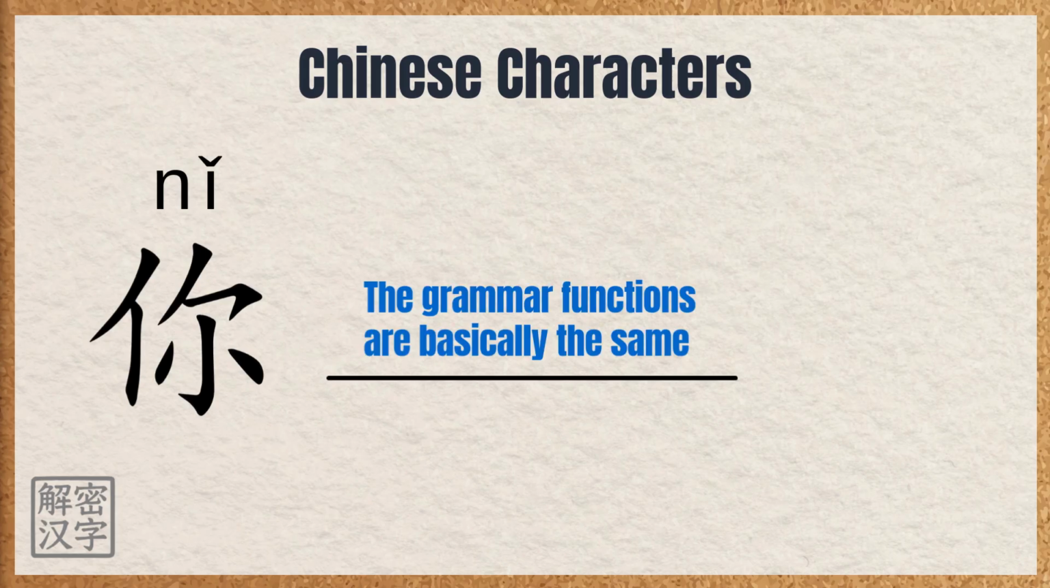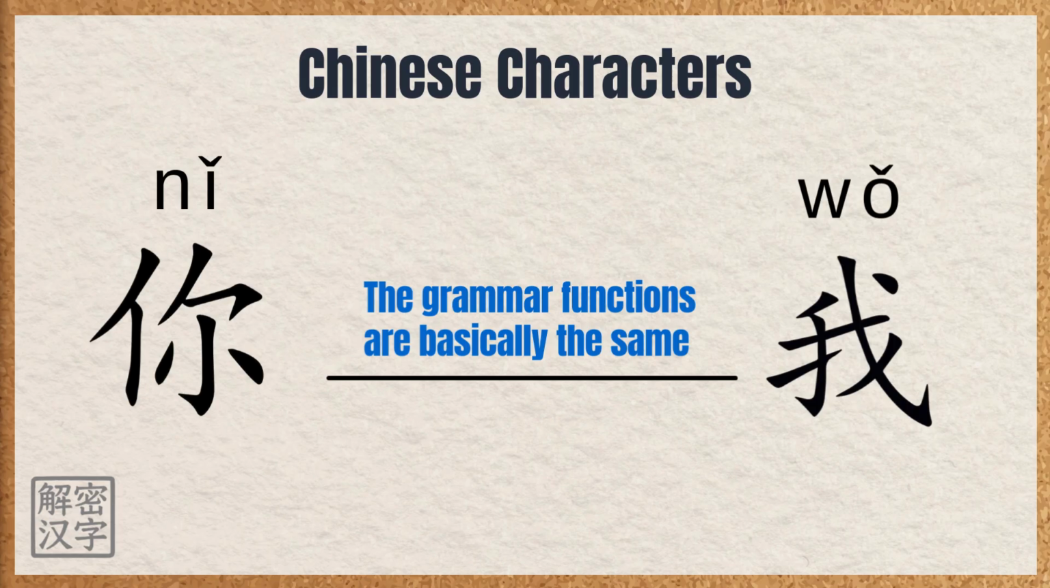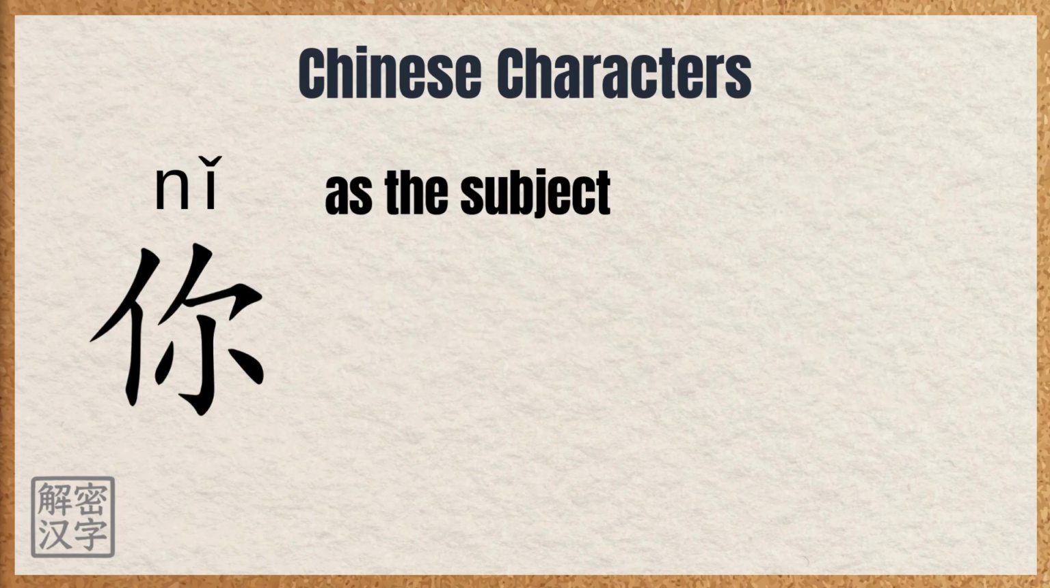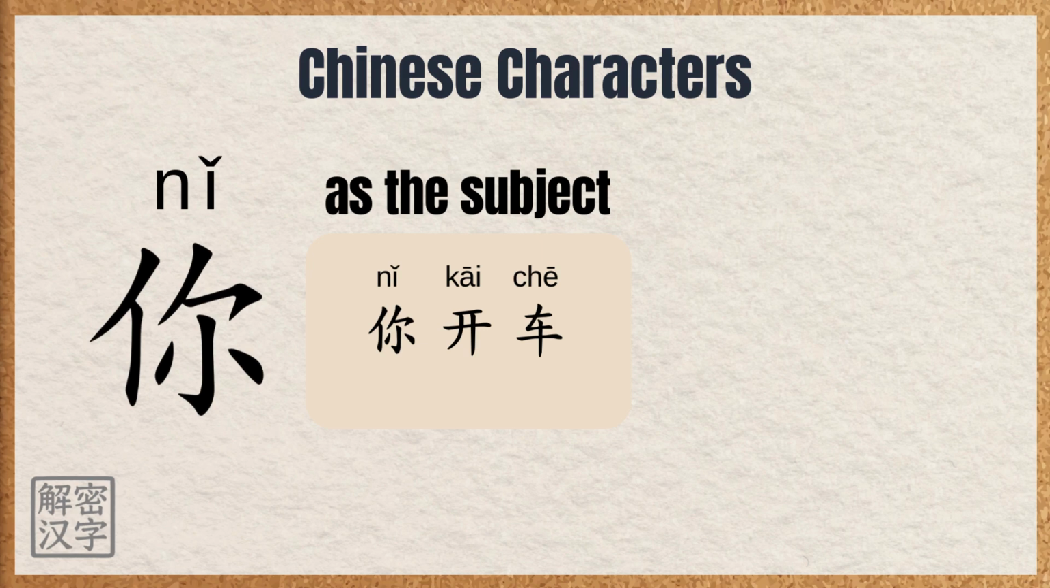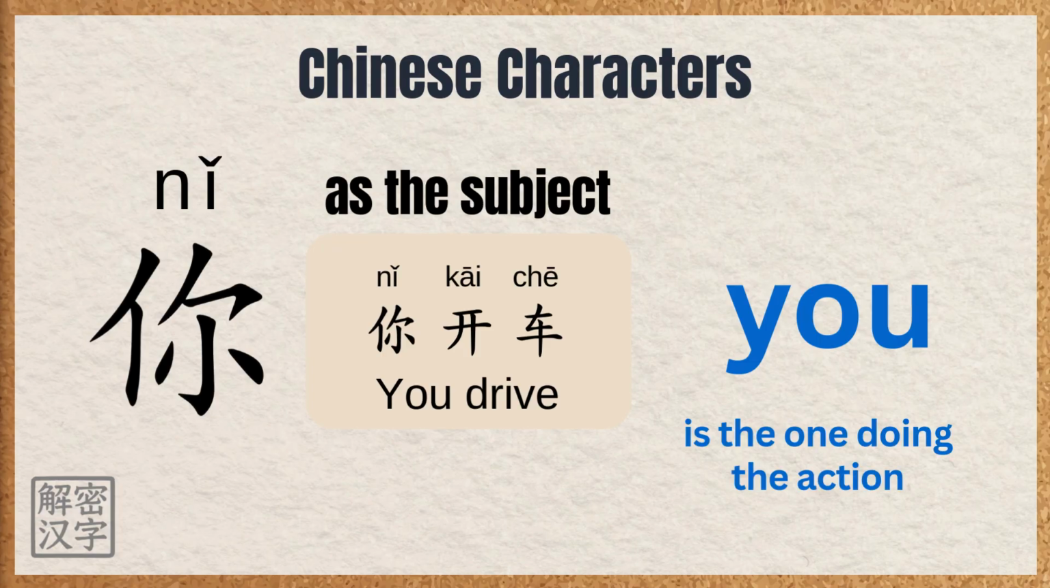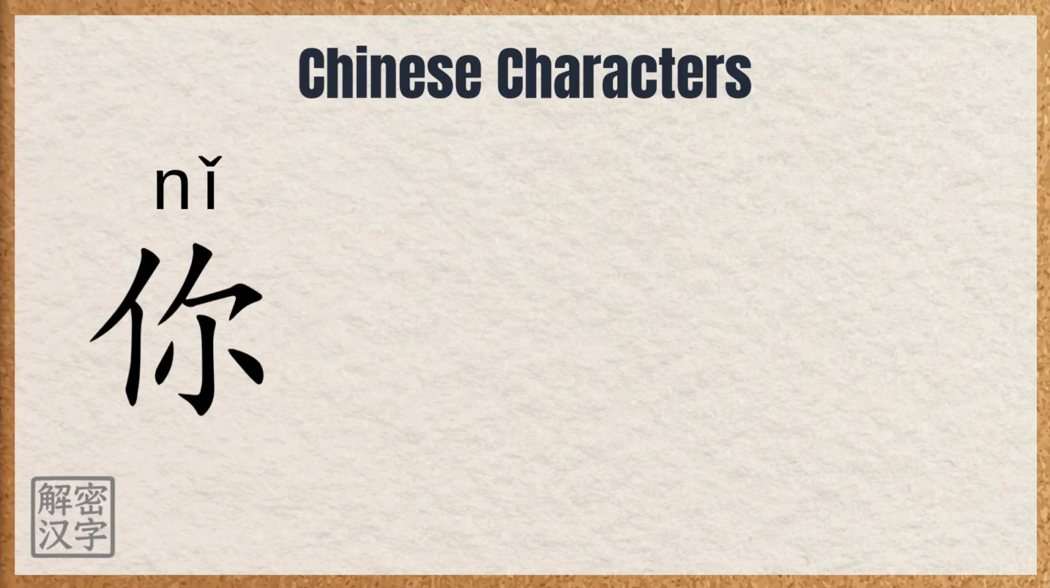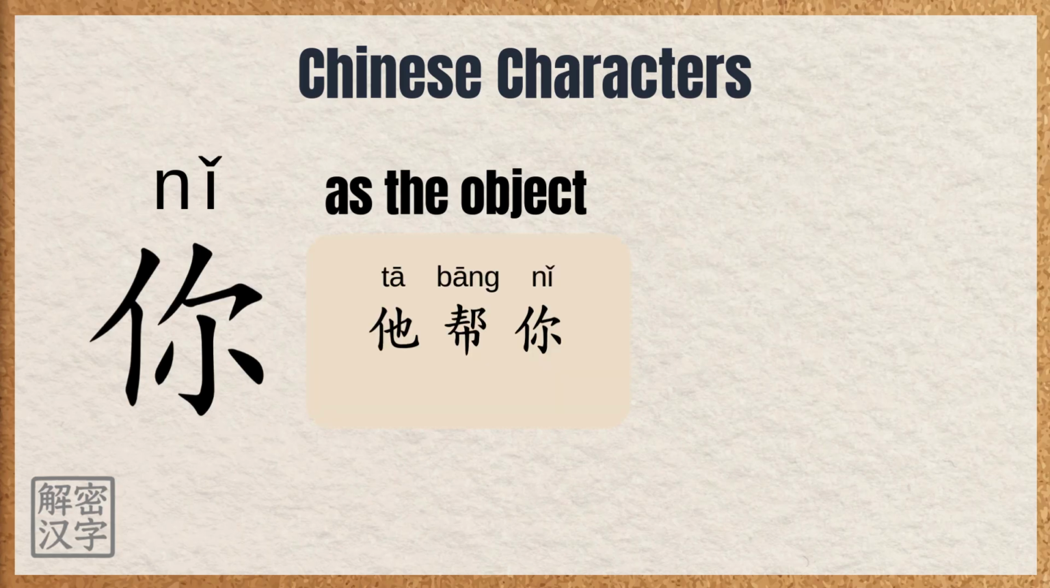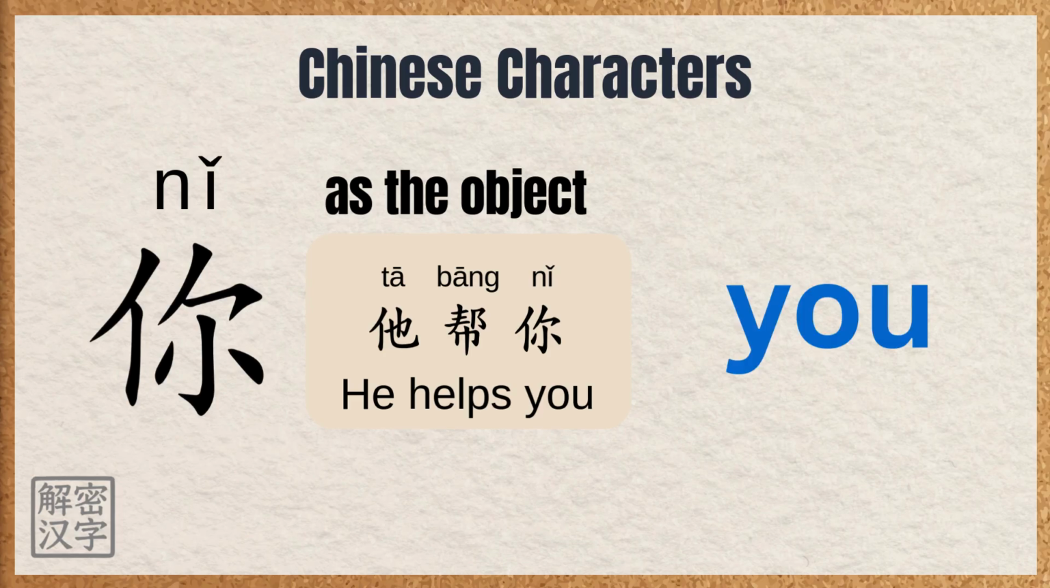The grammar functions of ni are basically the same as wo. As the subject, the doer of the action, 你开车 means you drive. Here, 你 is the one doing the action. As the object, the person receiving the action, 他帮你 means he helps you. Here, 你 is the one being helped.